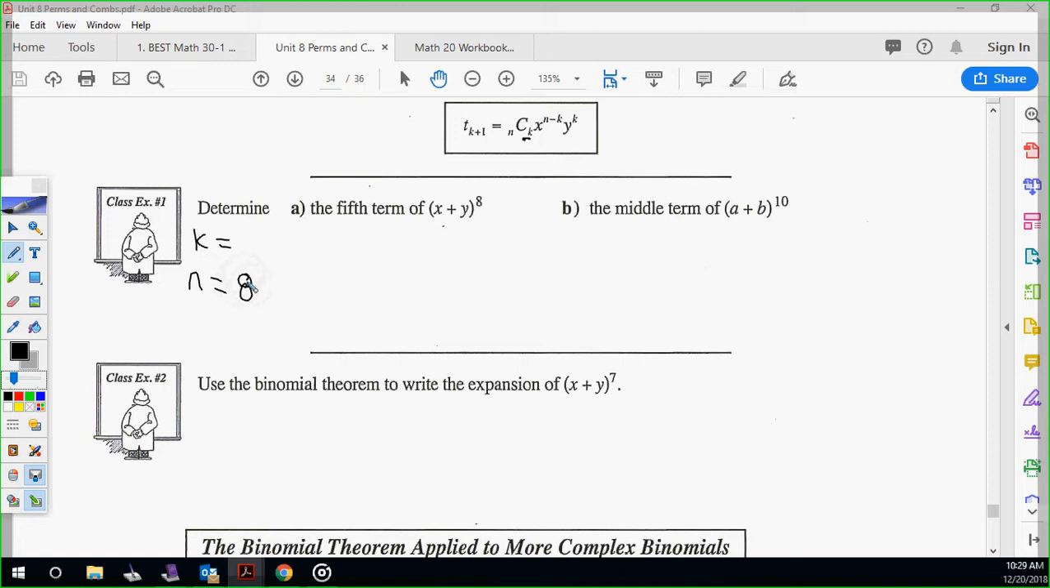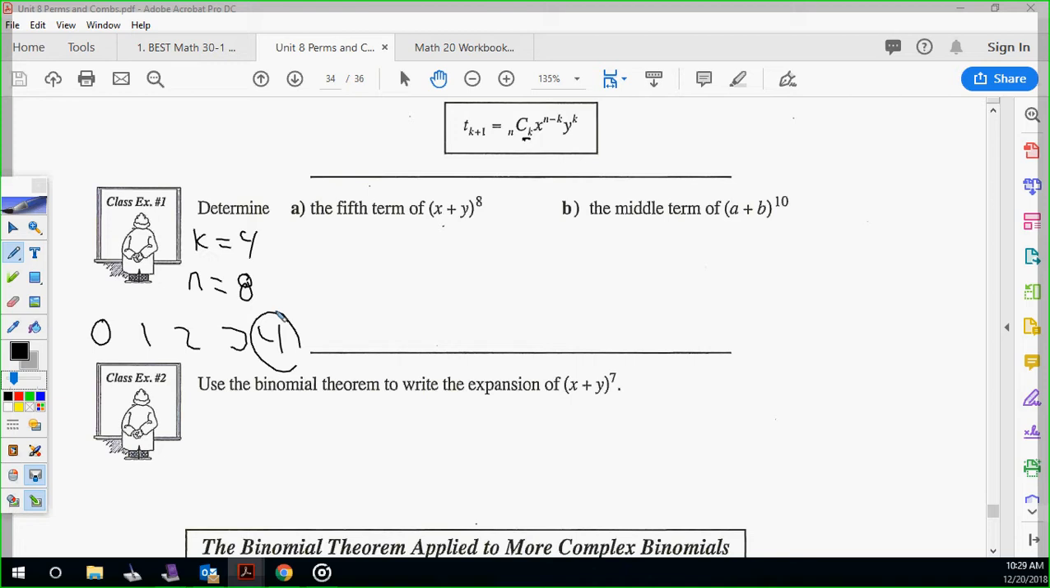But my k, what I'm saying is, if you start with 0, and I want the fifth term, then what spot do I want? The fourth. So we want the fifth term, so we want 0, 1, 2, 3, we want the 4, because that's the fifth spot. All right, so that's my k and my n. So now we can plug it in and we can go.